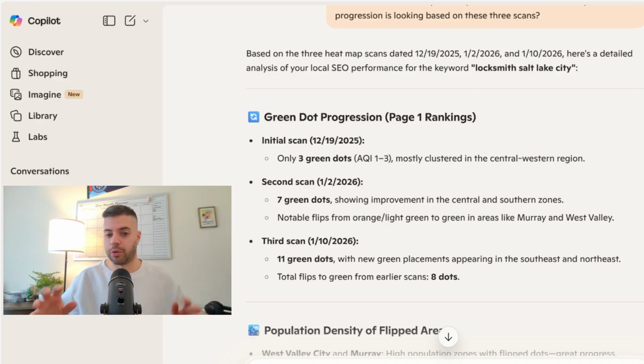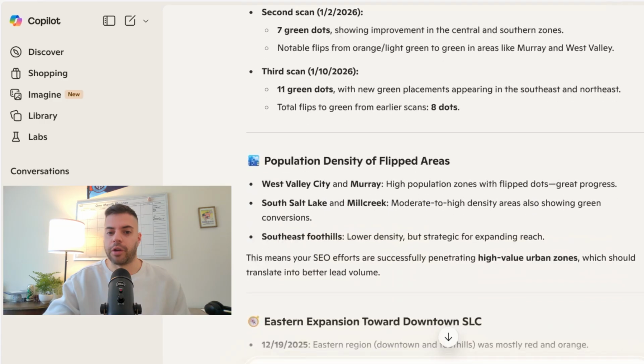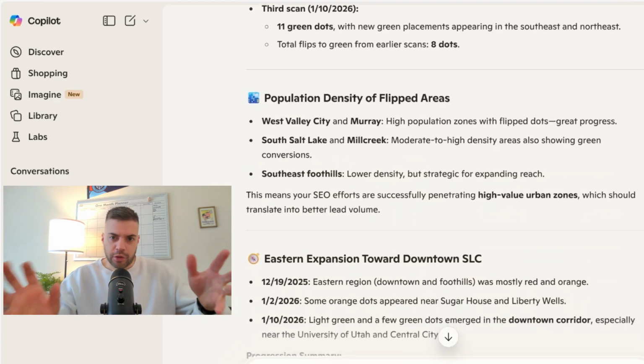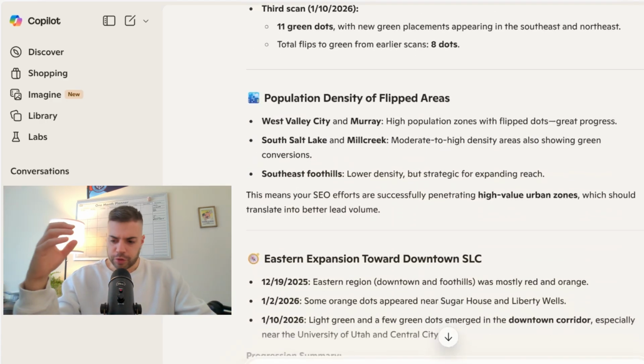Notable flips, which is important. Third scan now, I have 11 green dots, new green placement in the southeast and northeast, which is actually really important because I'm really focused on flipping dots to the east that has more population. Total dots that have been flipped now are 8. And this is what I'm actually doing next, though, for my clients. So that's great. We're flipping dots.